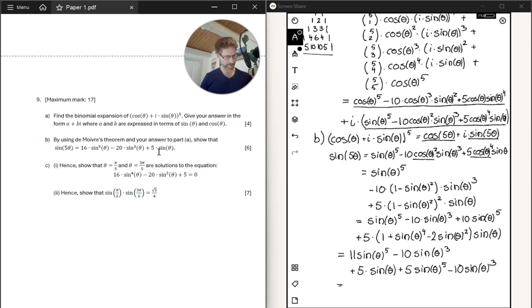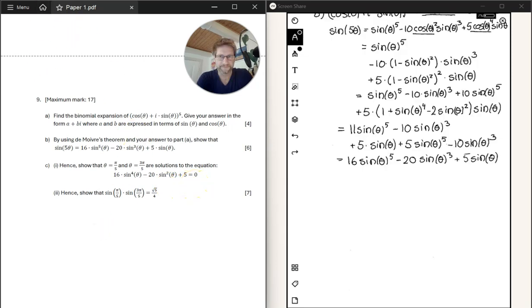And collecting these, we have 11 plus another 5, that is 16 sine of theta to the 5. Then you have minus 10 sine cubed and minus another 10 sine cubed, that's minus 20 sine of theta cubed, and then we have these plus 5 sine of theta. And I hope and pray that that is exactly the stuff they wanted. Now the question just keeps going and going.